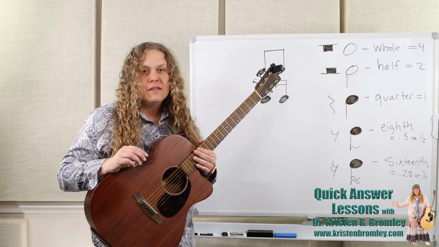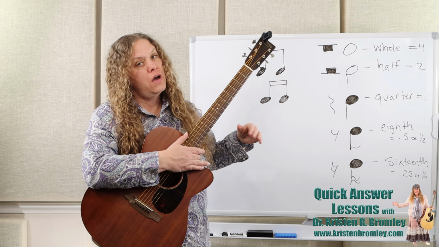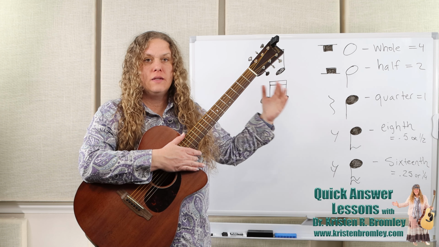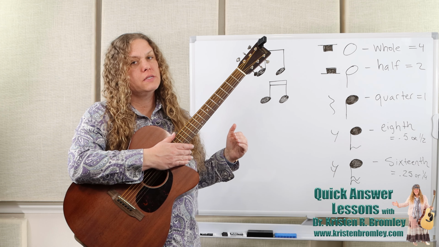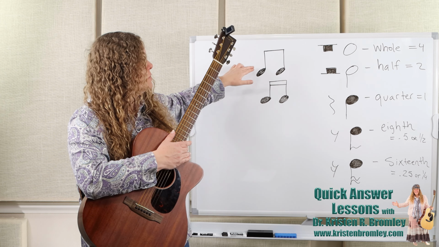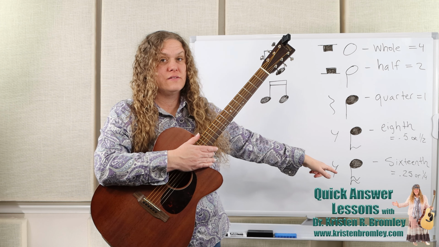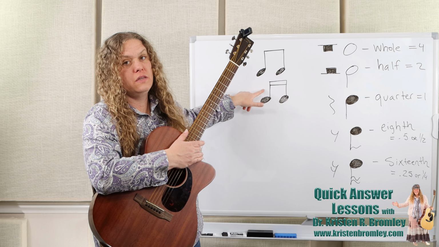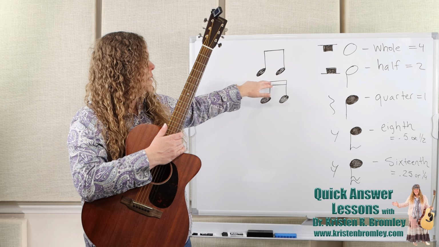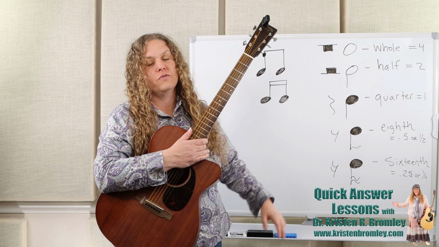Now with 16th notes and 8th notes and 32nd notes and so on, when they're not by themselves, when they're played back to back, they can actually be beamed together in place of having a flag. So for example, here's 2 8th notes beamed together instead of having flags. And then here's 2 16th notes. They're also beamed together with 2 beams instead of 1, in place of having 2 flags.